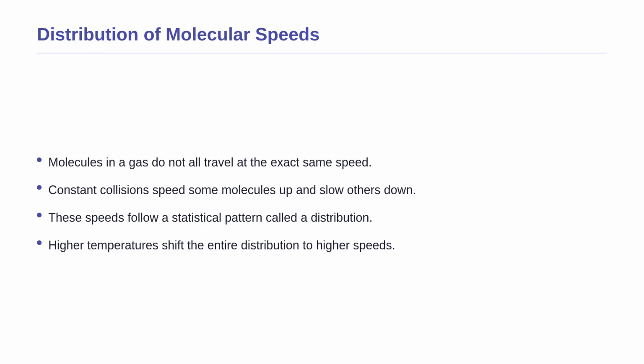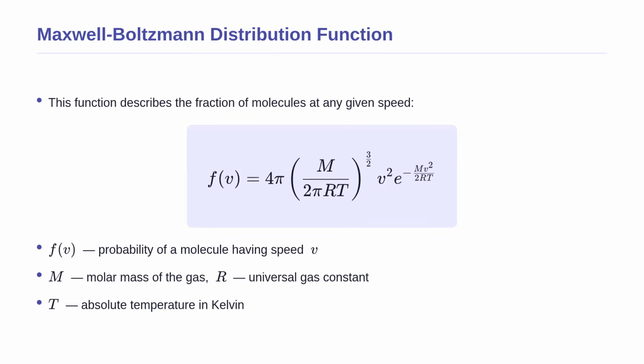The Maxwell-Boltzmann distribution is a mathematical map that shows us exactly what fraction of molecules are moving at each possible speed. This brings us to the mathematical equation that describes this traffic map. This intimidating-looking formula is the Maxwell-Boltzmann distribution function. Let us break it down.